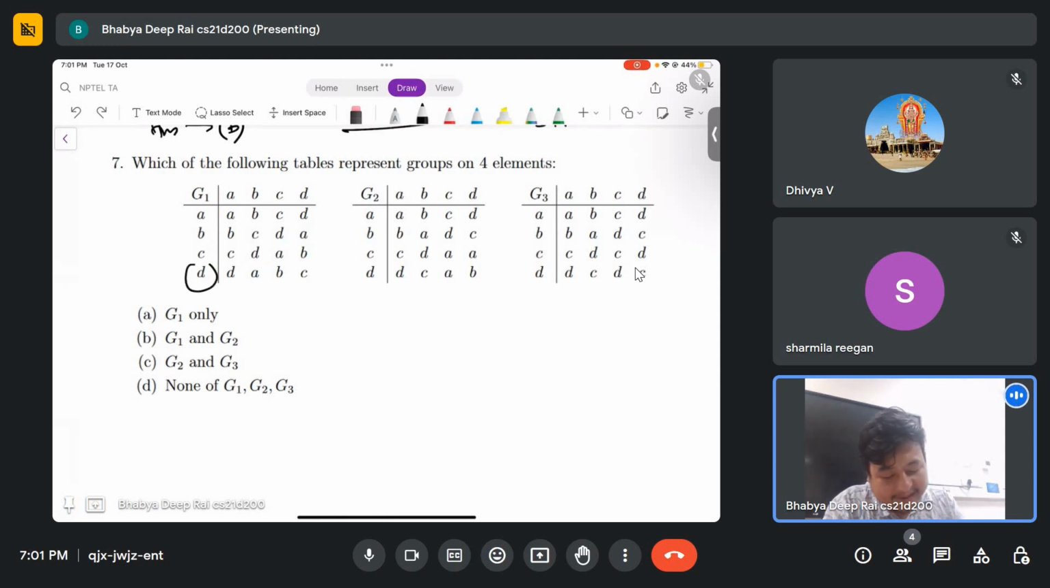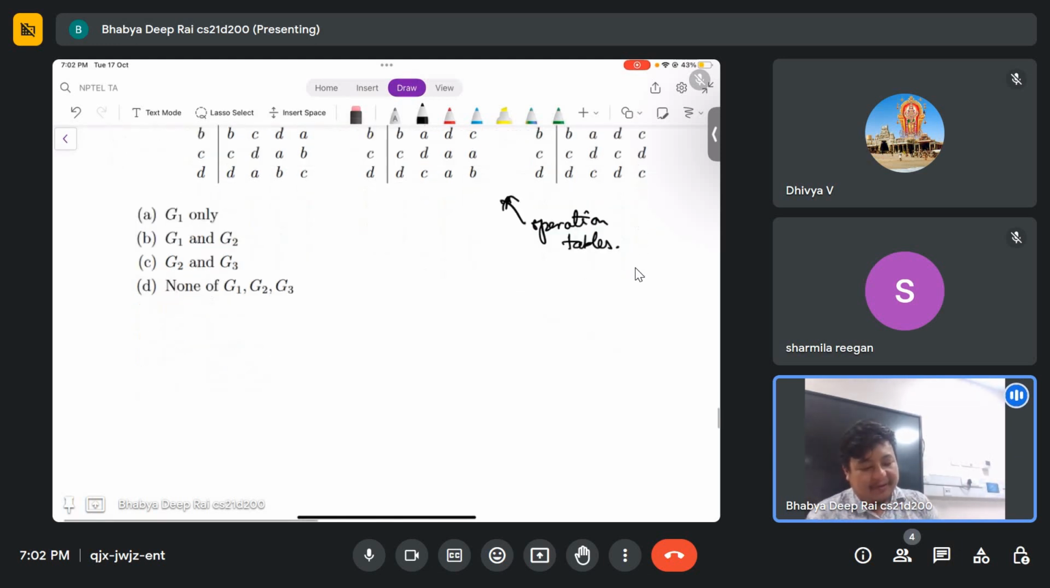If I multiply D with C, then I get B. Finally, in this particular group G2, if I multiply C with B, then I get B. These are what are called operation tables. The operation tables are given to us. Now these are as good as giving you the description of the group. The question is, are these groups?